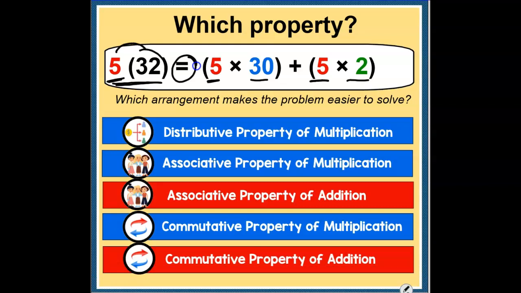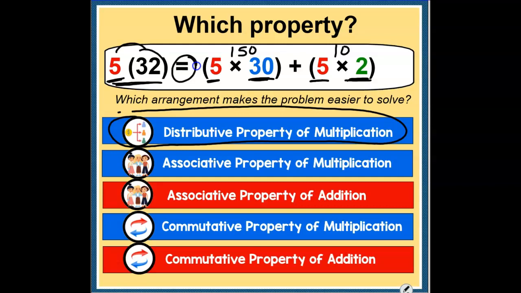Well, I am distributing. First of all, I decomposed my 32 into 30 plus 2, and then I'm distributing that 5 times each one. So now I could make this a mental math problem. 5 times 30, I would say would be 150. Then 5 times 2 is 10. 150 plus 10 is 160. So that would be a fast way to solve that problem.